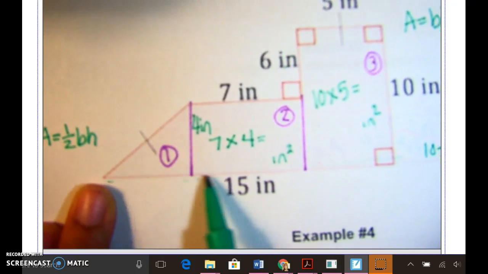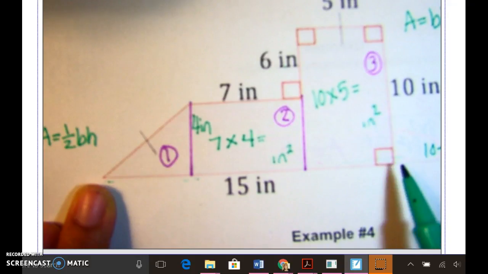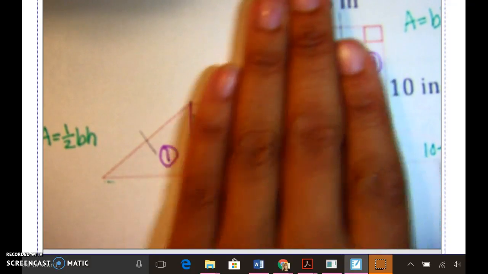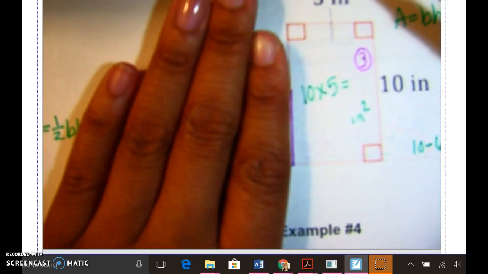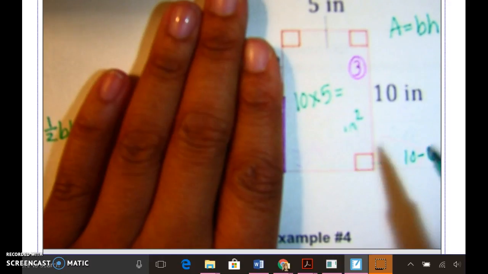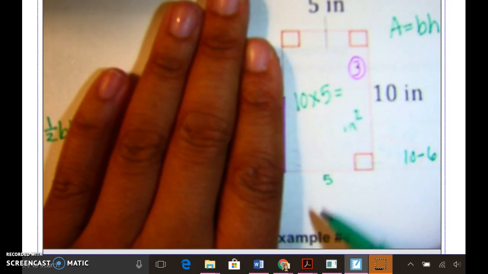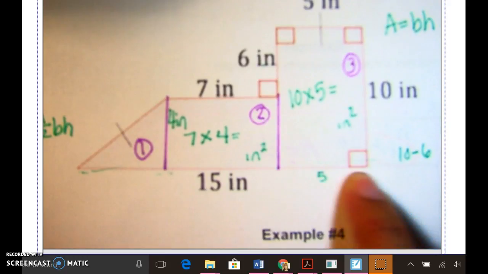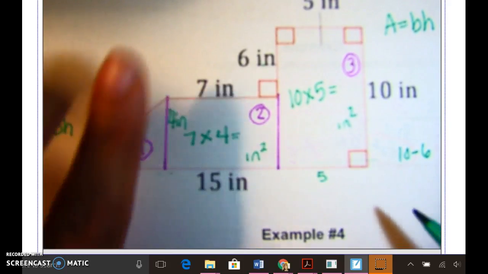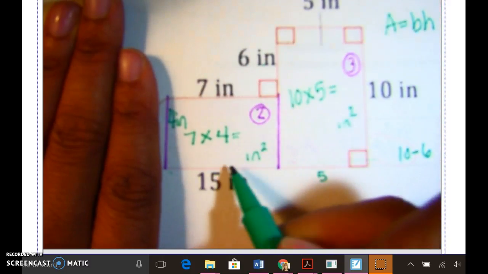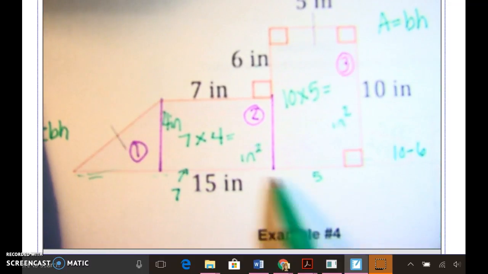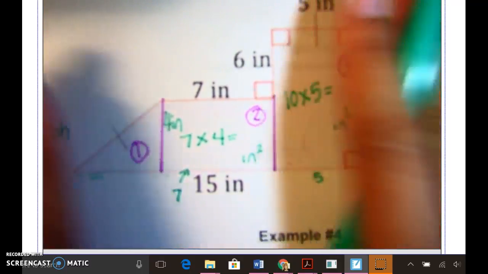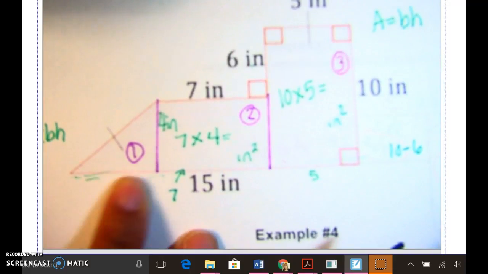This whole side is 15. But I'm not using the whole side, I'm just using that much. So let's see, how can I figure out this side? Well, I know this much of it is 5. This is 5, because that's 5. Of the 15, this much is 5. And I know this much of it is 7, because in this rectangle, if that's 7, this is 7. So of the whole 15, this much is 5, this much is 7. How much is left over?